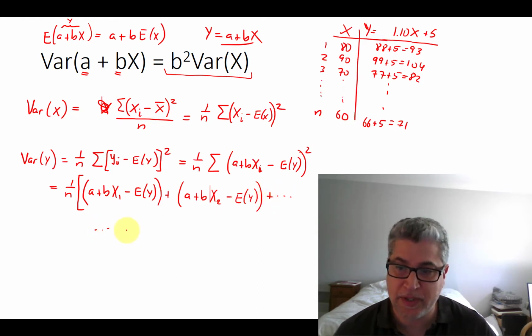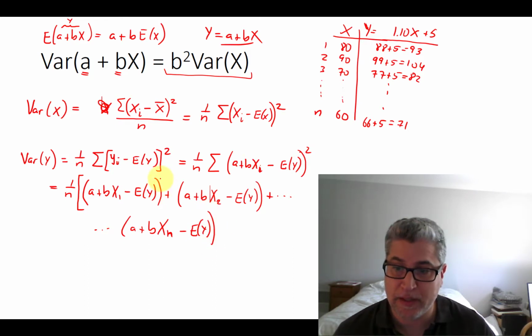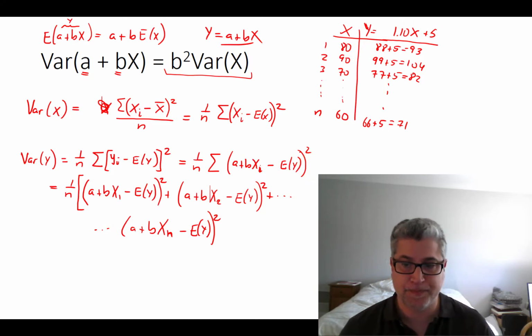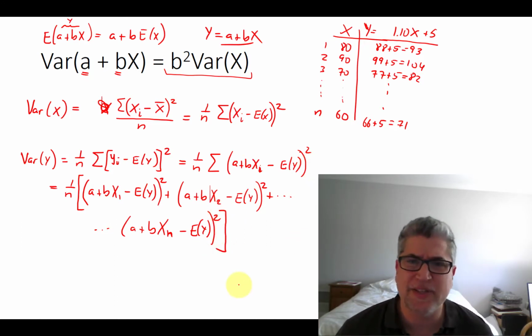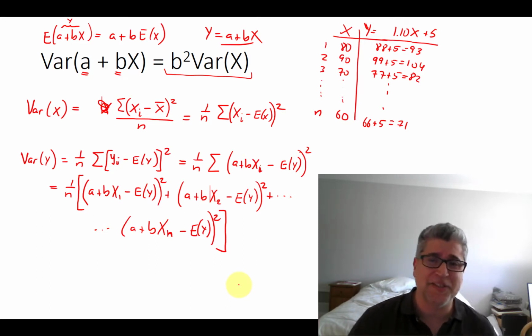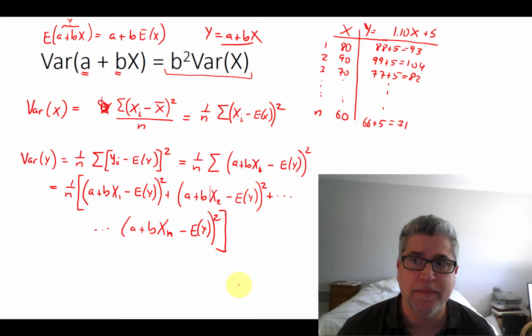All the way up until the end. a plus b xn minus the expectation of y. And let's not forget to square each of these terms. Now that's looking really hairy. And in fact, it's going to look even hairier for a moment before we're able to simplify.